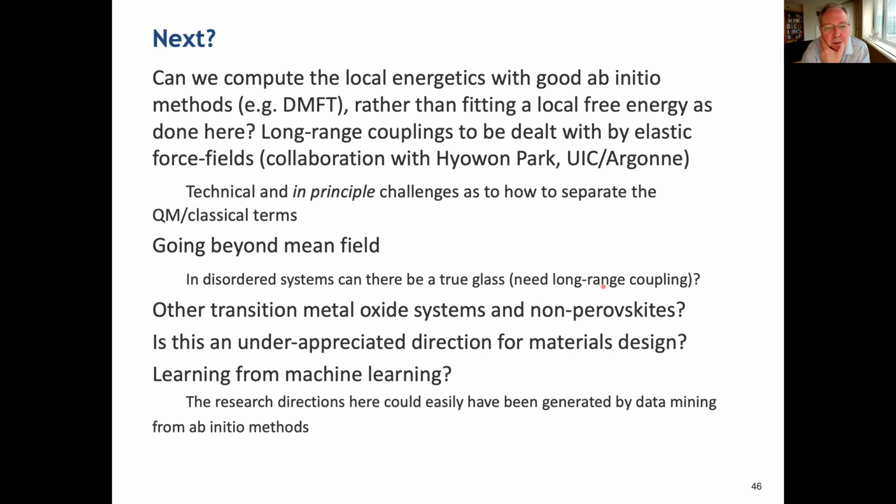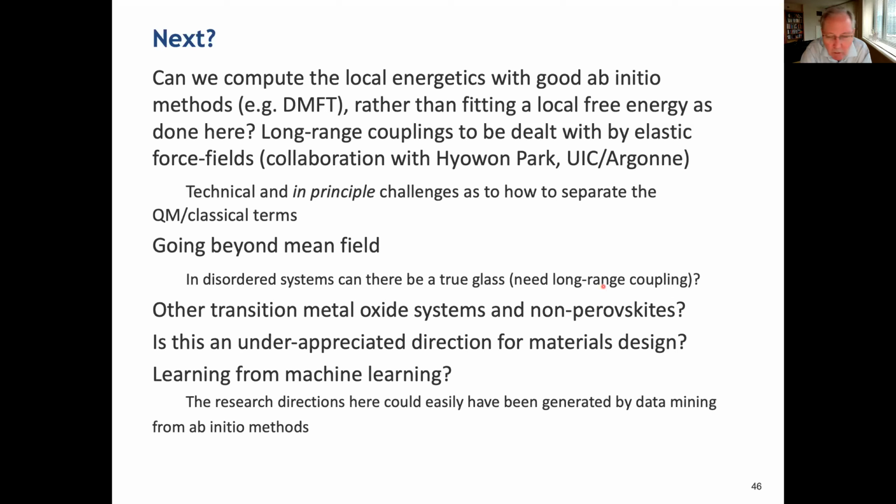I believe, although I can't prove to you, that this is likely to be operative physics across the whole of the transition metal oxide series, and probably including non-perovskites as well. As I showed you, the old figure from Fujimori suggests that one can tune these transitions with atomic sizes. And on the basis of that, I think this may be an underappreciated direction for materials design.